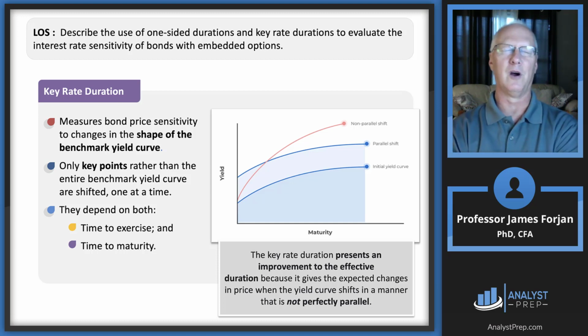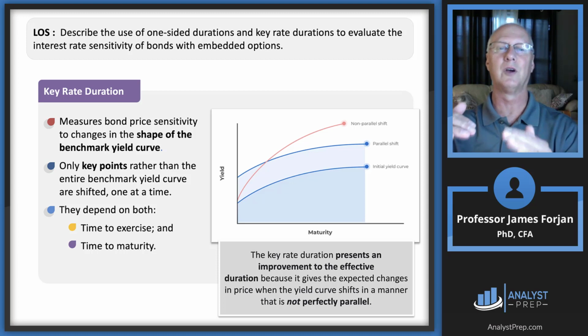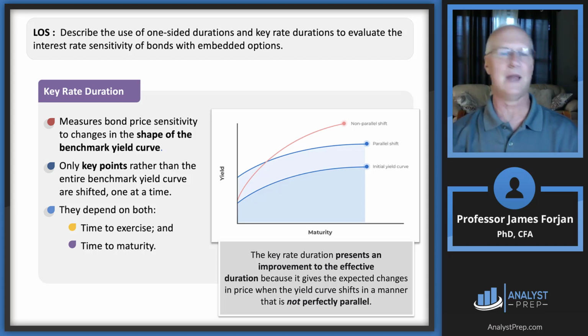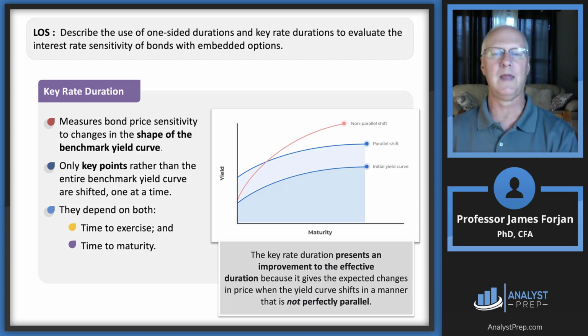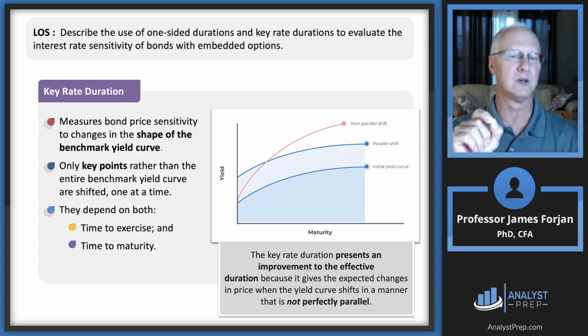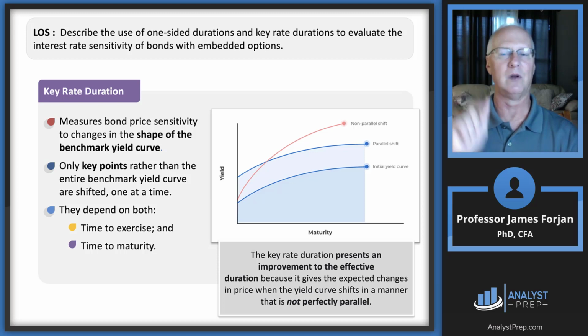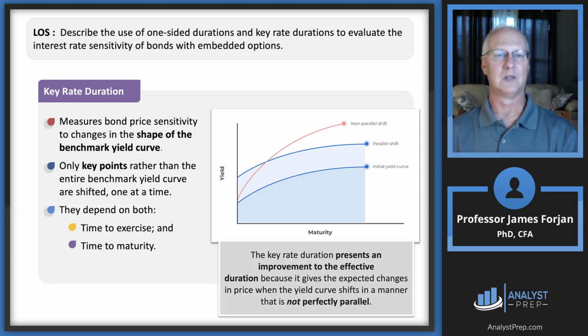All right, what have we done so far? What we've done is said, hey, let's suppose that the yield curve shifts upward or shifts downward, but we know that's not the case. So why don't we look at this concept of key rate duration? Instead of saying the entire yield curve goes up or down by 100 basis points or 30 basis points like we did in that example, let's pick one spot on that yield curve and let's increase that one or decrease that one. So key rate duration measures bond price sensitivity to changes in the shape of the benchmark yield curve. Only key points, rather than the entire curve, are shifted, and they're shifted one at a time.